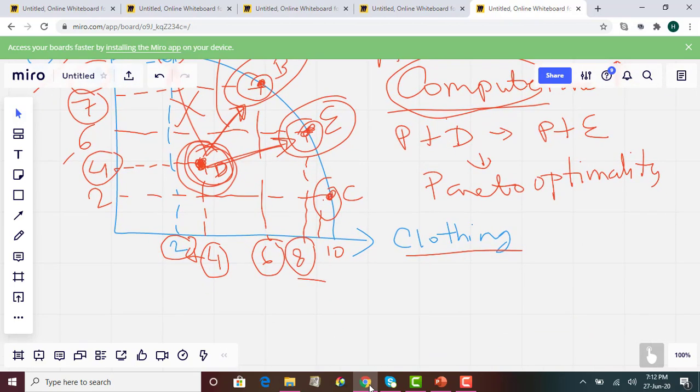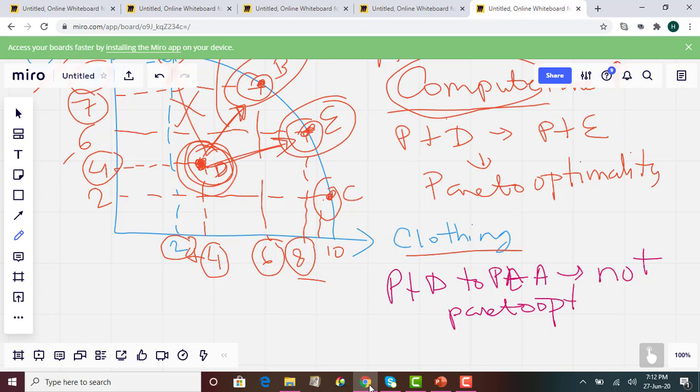Okay, so point D to point A, not Pareto optimality, because there is opportunity cost at this time.